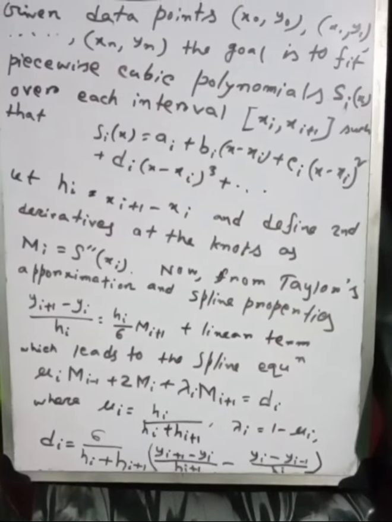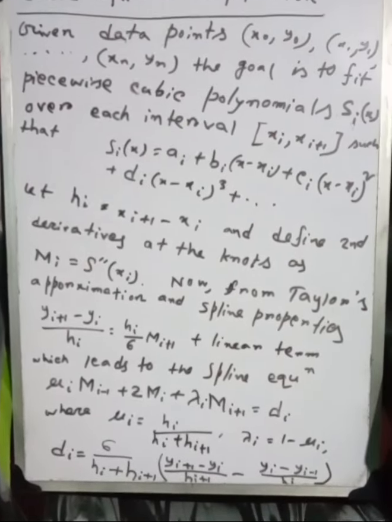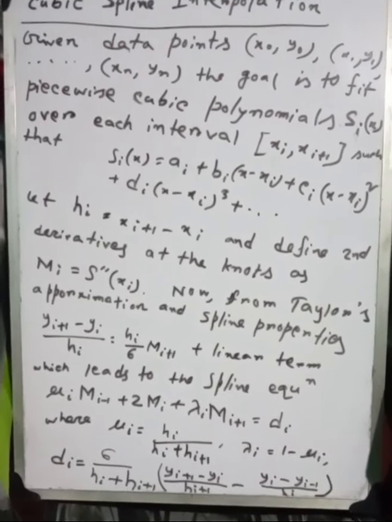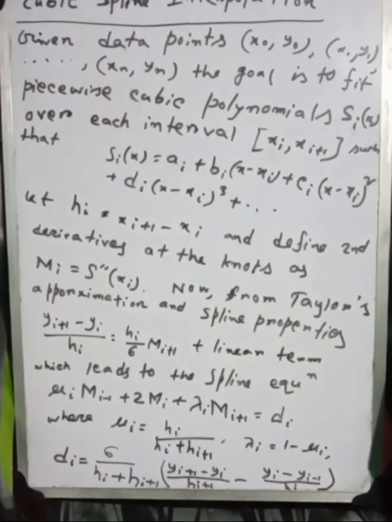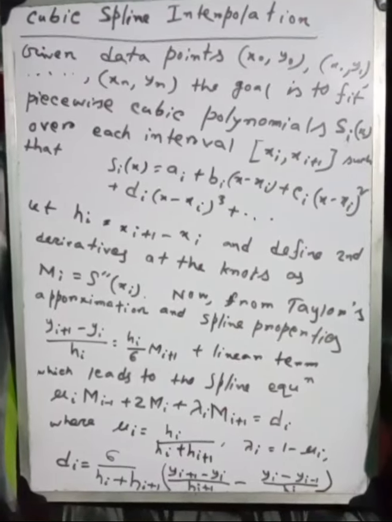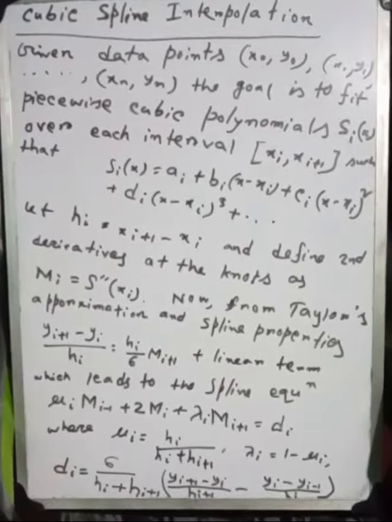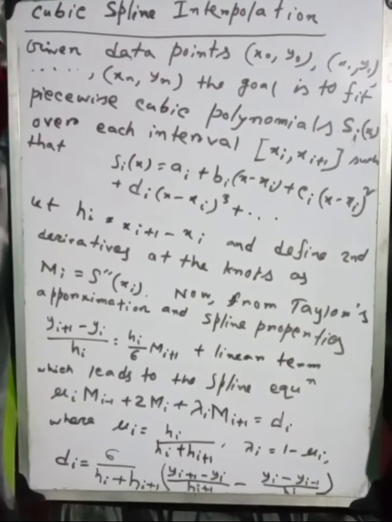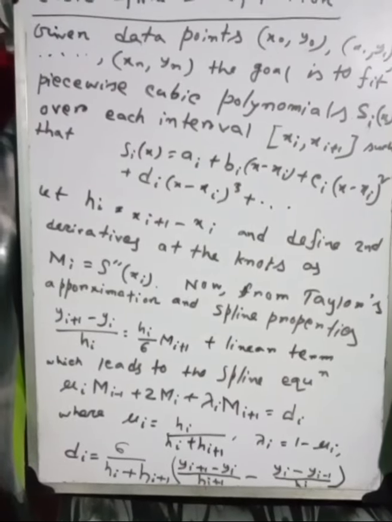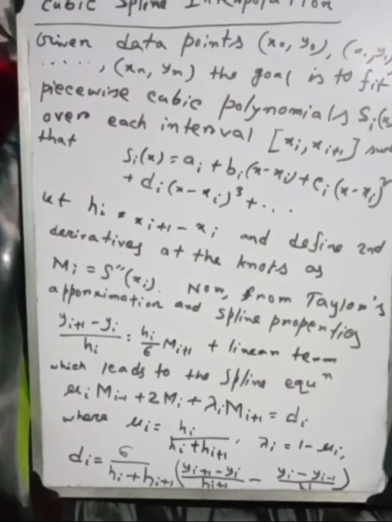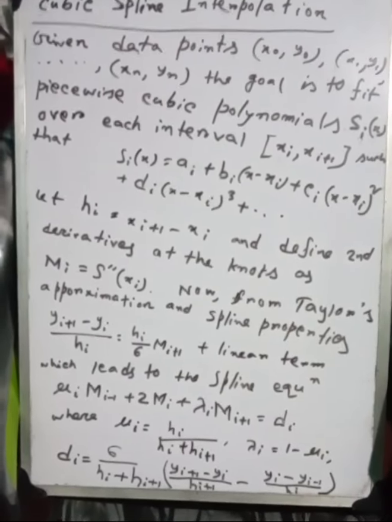The spline equation is given by mu i multiplied by m(i-1) plus 2mi plus lambda i multiplied by m(i+1) is equal to di, where mu i is equal to hi divided by (hi plus h(i+1)), lambda i is equal to 1 minus mu i, and di is equal to 6 divided by (hi plus h(i+1)) multiplied by the term in parentheses, (y(i+1) minus yi) divided by h(i+1) minus (yi minus y(i-1)) divided by hi. So this is our cubic spline interpolation formula.